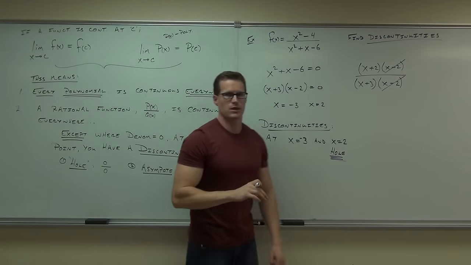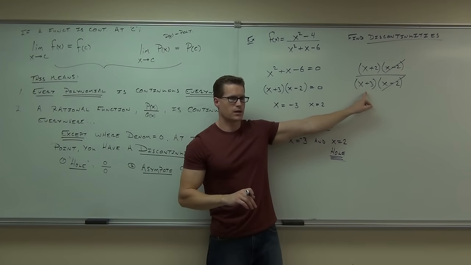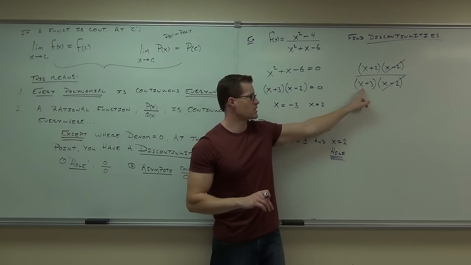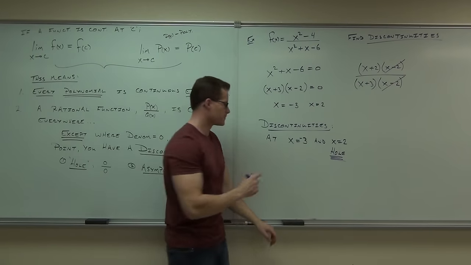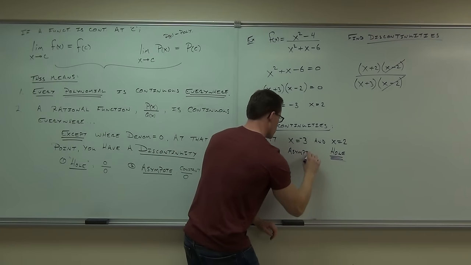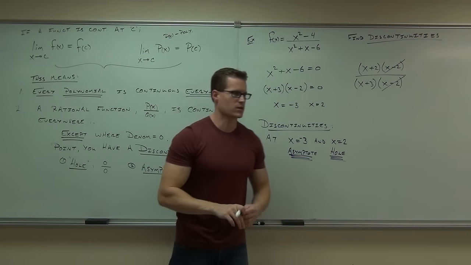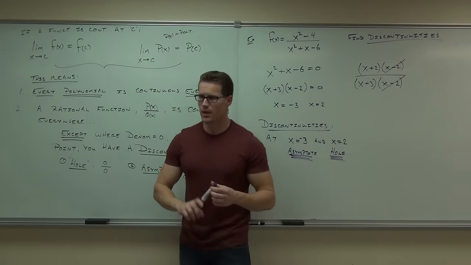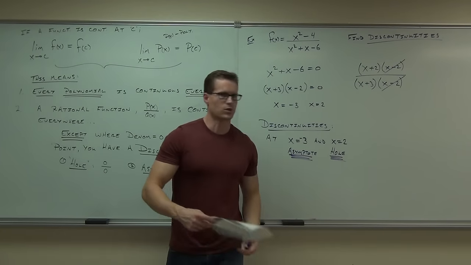Tell me something. You're completely factored, right? Can you cross out the x plus 3 at all? So what does it tell you about the discontinuity that occurs right there? That's an asymptote, and that's how you determine it. No, it's not hard. It's factoring and crossing stuff out. What you cross out is called a hole. What you don't cross out is called an asymptote. At least for rational functions, that's the way it works.